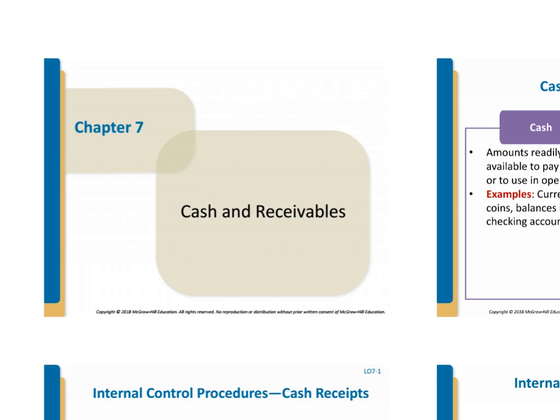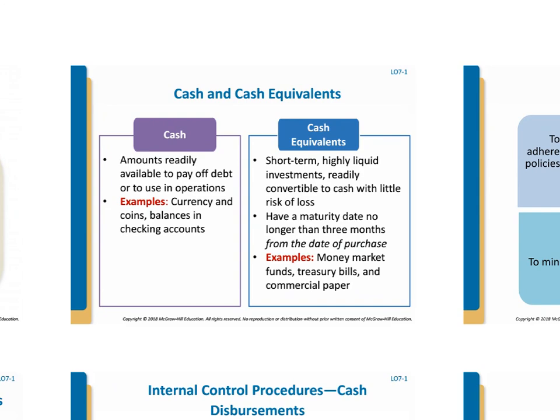Chapter 7 discusses cash and cash receivables. We'll start our discussion with cash. Cash on the balance sheet can be shown as cash and cash equivalents. Cash is amounts readily available to pay off debt or to use in operations. Examples are currency, coins, balances in checking accounts, etc.